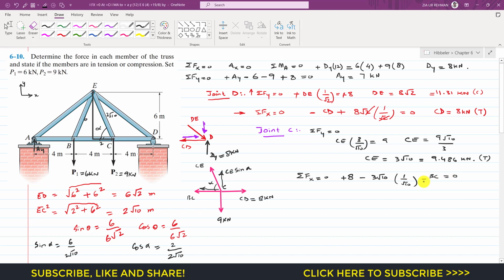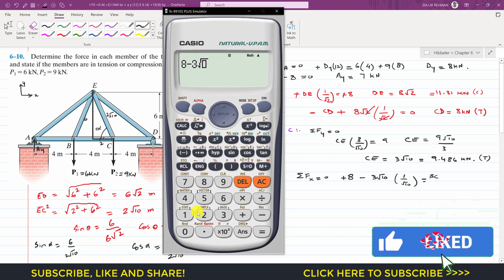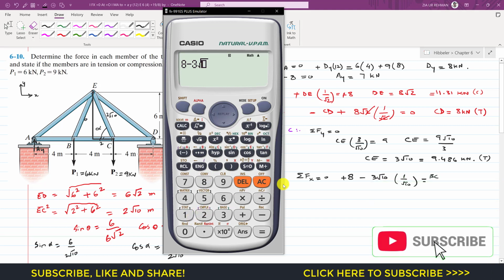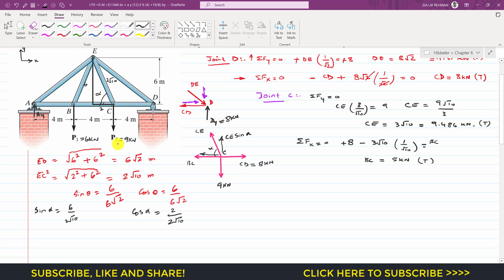If I bring this to the other side, BC is equal to the summation of both of these terms, right? So this is 8 minus 3 square root 10 will cancel out, so it is 8 minus 3, so this is 5. So BC is 5 kilonewton, and since BC is acting away from that joint C as well, it is the tension force as well. Now we are going to solve that joint B.